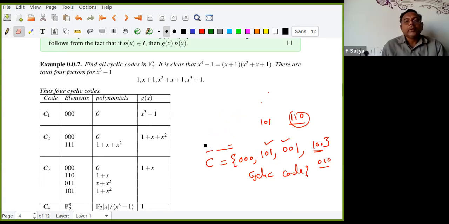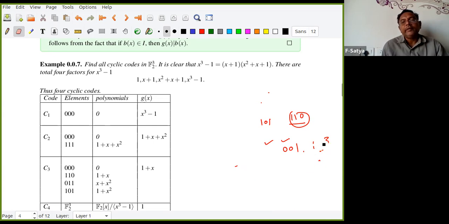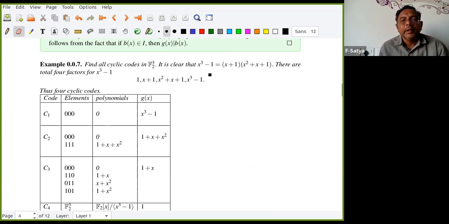Now the question here is how do you construct the cyclic codes? Cyclic code means they are linear codes as well as the cyclic shift vector also will be there. So that is what we are doing in this problem. Try to understand first what this problem is saying. Now I'll explain it. We are taking x cube minus 1, x power n minus 1. What is this equal to? x plus 1 into x square plus x plus 1.